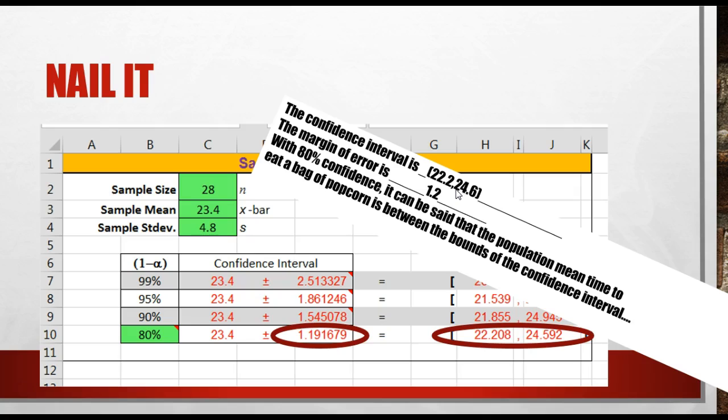The margin of error. You say, Brent, this doesn't show me the margin of error. This number right out here to the right of 80% says plus or minus. That's my margin of error rounded to one decimal place. That would be 1.2 right there. What does it mean? It means with 80% confidence, it can be said that the population mean time to eat a bag of popcorn is between the bounds of the confidence interval, or 22.2 to 24.6.